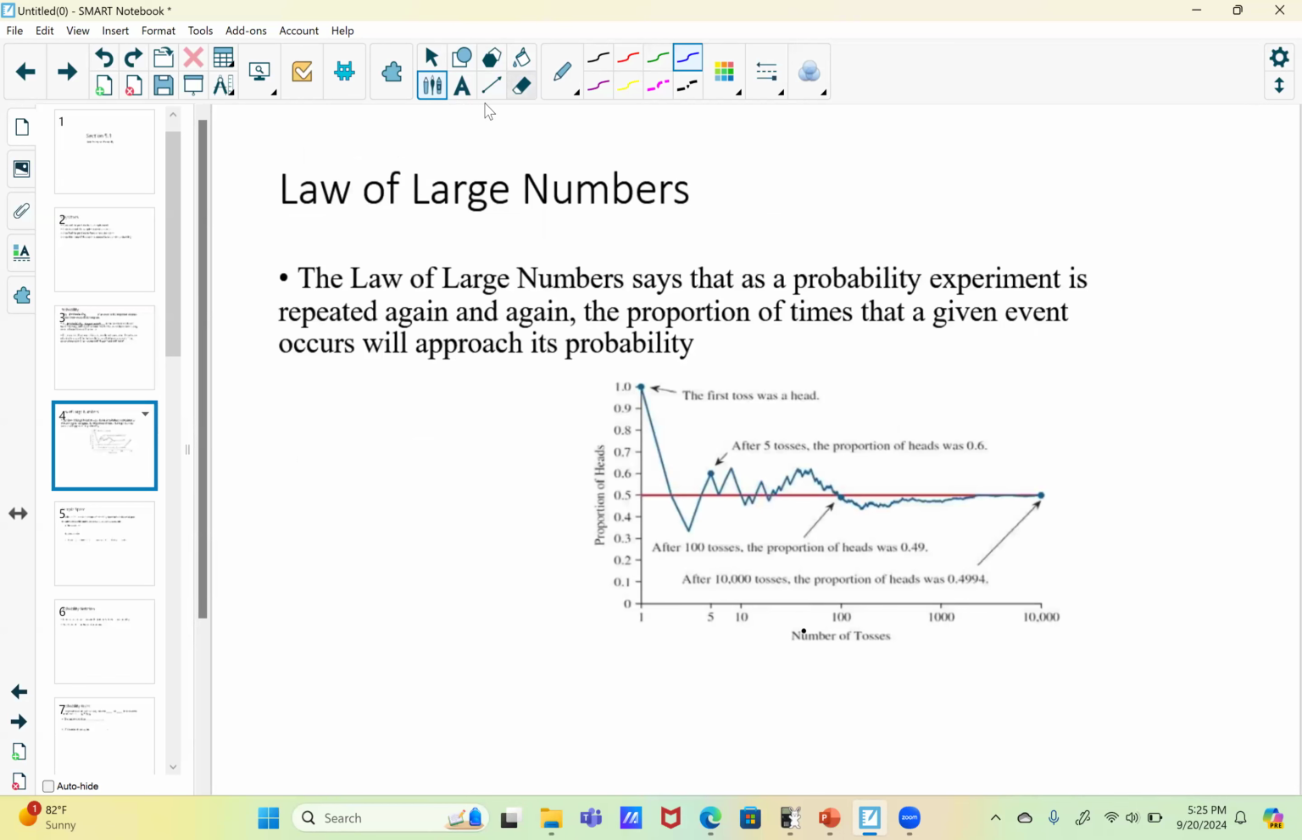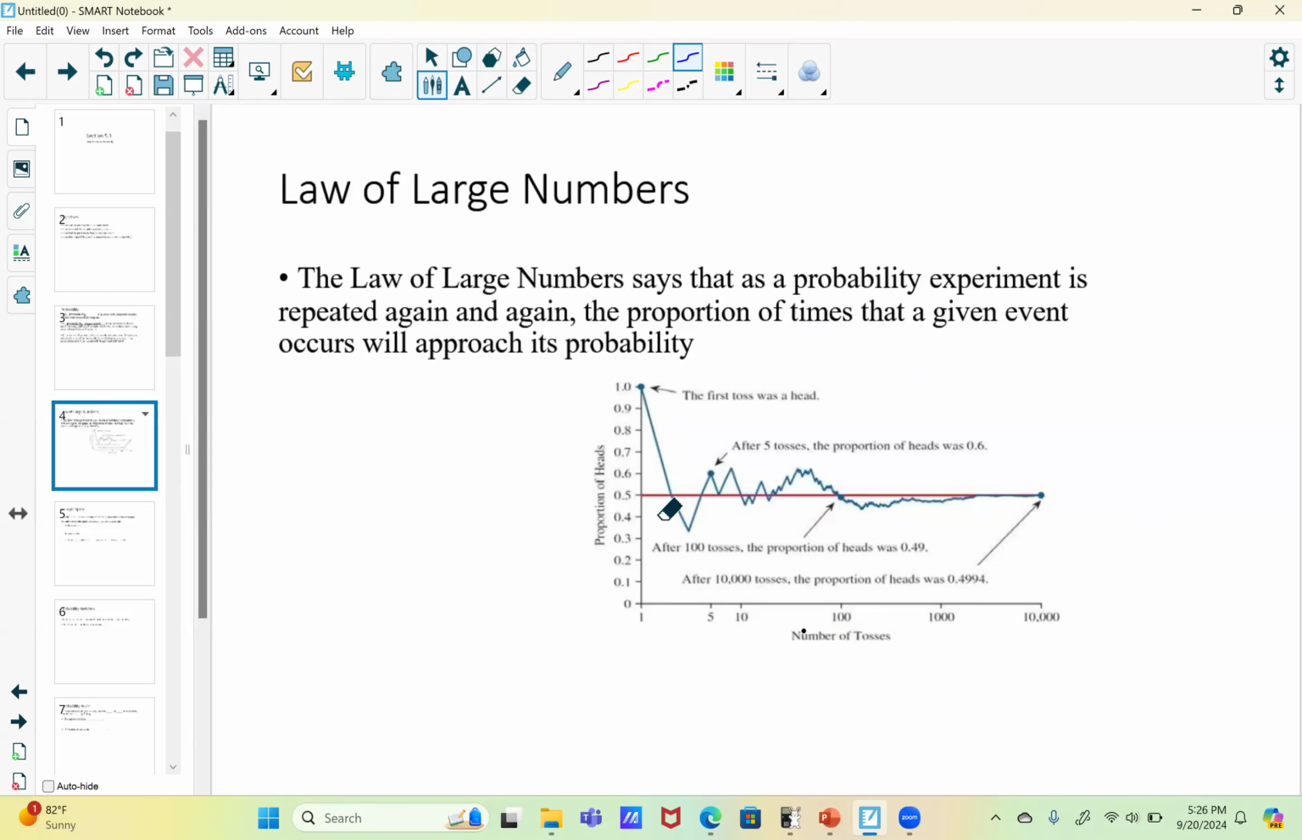This idea is called the law of large numbers. If we do a probability experiment and it's repeated again and again, the proportion of times that a given event occurs will approach the probability. The proportion of times means the number of times we get a head out of the total number of flips that we do. So if we're finding the proportion of heads and we flip a head on the first toss, the proportion is 1 because we got 1 head out of 1 toss.